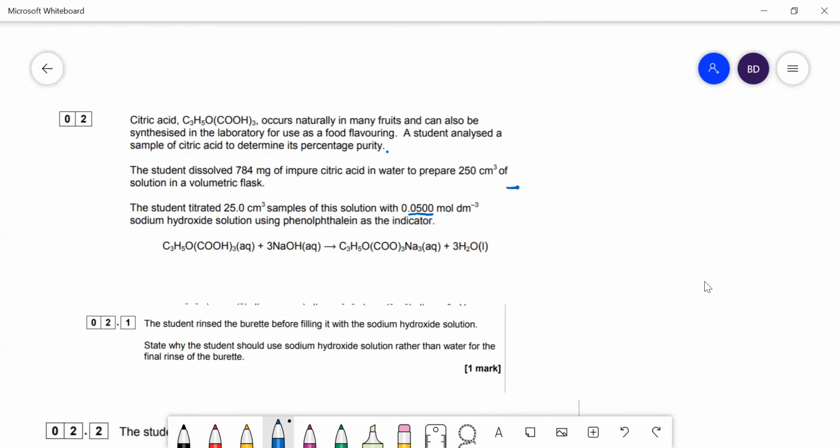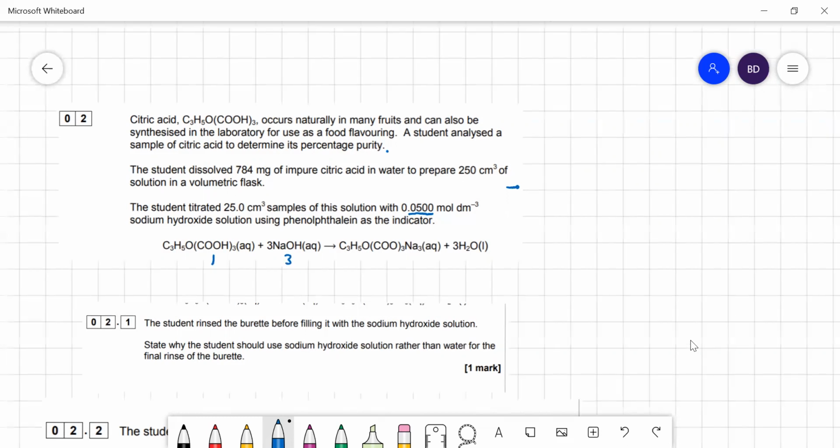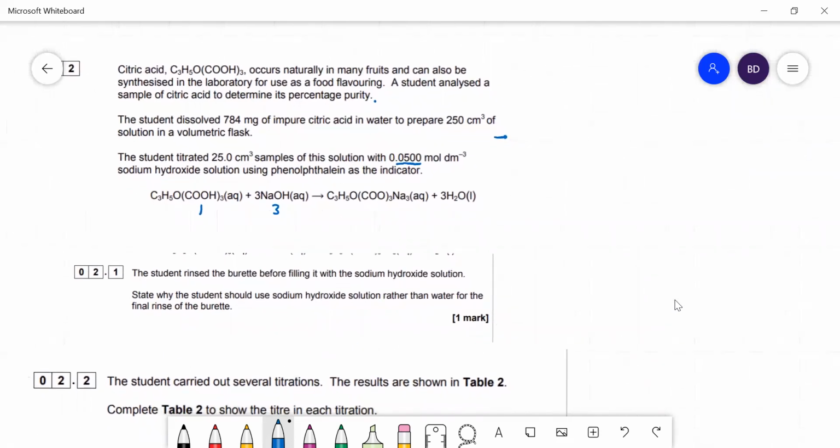Okay. Right, so there's the equation which we'll need later. So it's 1 mole of citric acid to 3 moles of sodium hydroxide. I'll come to that later, I think. Okay, so let's just draw a little sketch of what the student did here. So he had the burette, or she had the burette there with NaOH in it, and a conical flask with the citric acid in there, 25 cm³. All right.